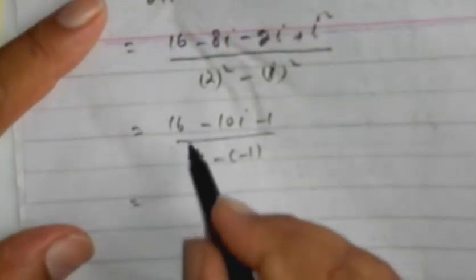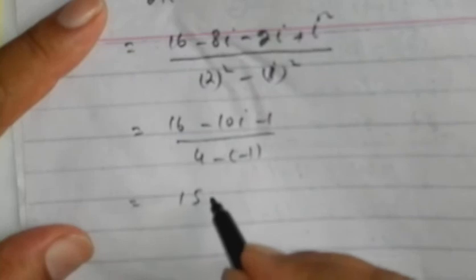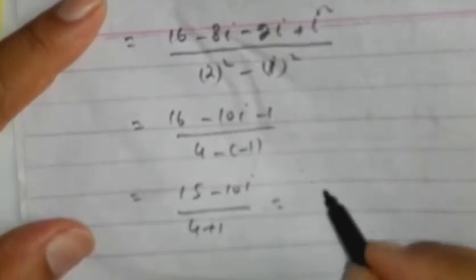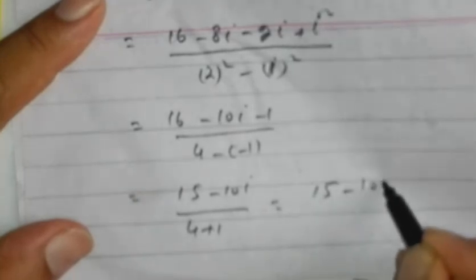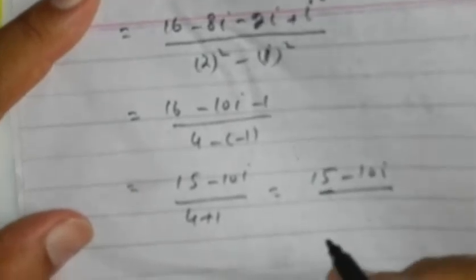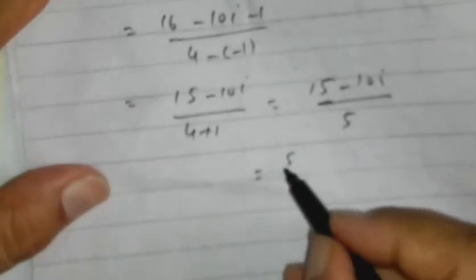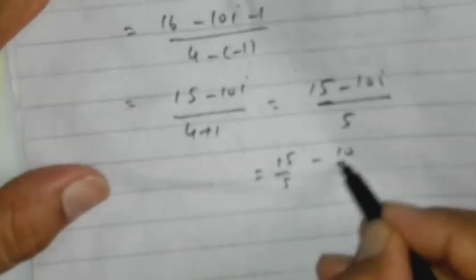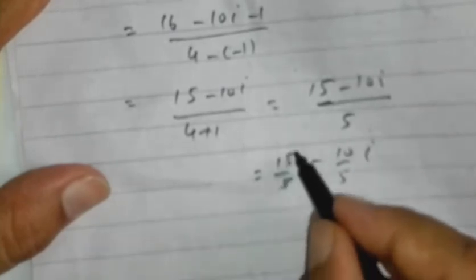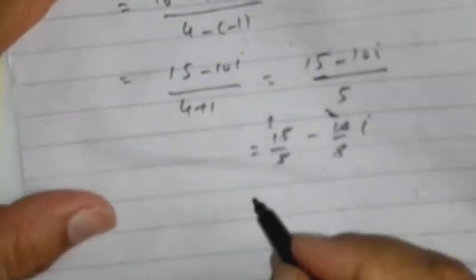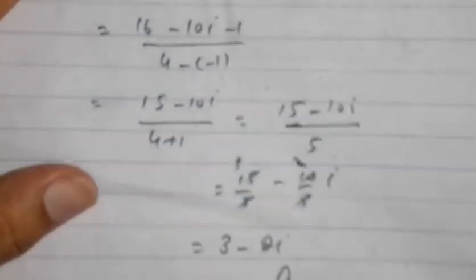Further we can write it as 16 minus 1, 15 minus 10 iota divided by 4 plus 1. 15 minus 10 iota divided by 4 plus 1, we get 5. Now 15 by 5 minus 10 by 5 iota. So here 5 3s are 15, 5 2s are 10. We get 3 minus 2 iota is the answer, the value of W.